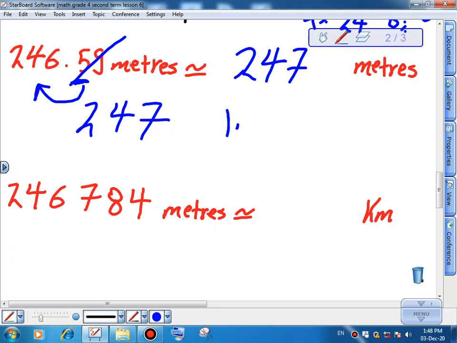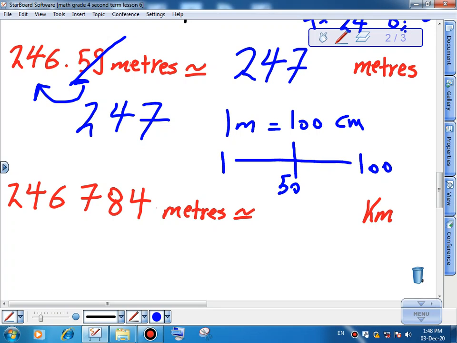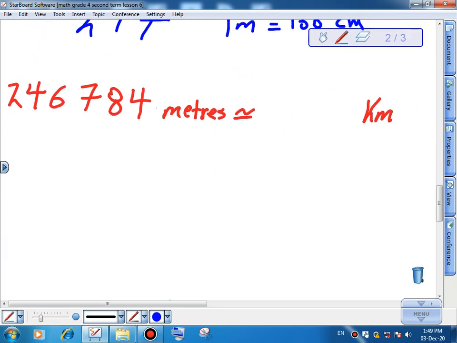I can get 247 meters because 59 centimeters is small, but it can make 1 meter. I know 1 meter has 100 centimeters. So from 1 to 100, the middle is 50. Is 59 smaller than or greater than 50? It is greater than 50, so it is nearer to 100, nearer to 1 meter. 100 centimeters equal 1 meter, so it will be another meter, 247.